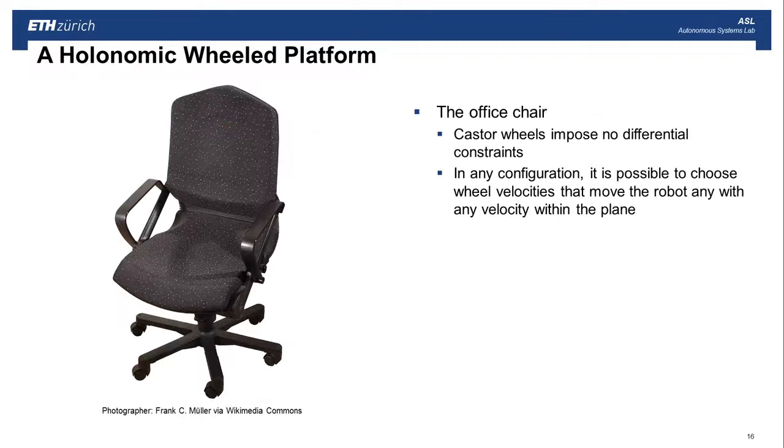The second holonomic example is a more common one, just so you can imagine this. You can probably find one of these to play around with, and that is the office chair. Now, we saw that caster wheels, because of the rotation around the caster axis, have 3 degrees of freedom, and so they impose no differential constraints. And so, as you know from interaction with these office chairs, they can instantaneously move in any direction or rotate around the center at any time.